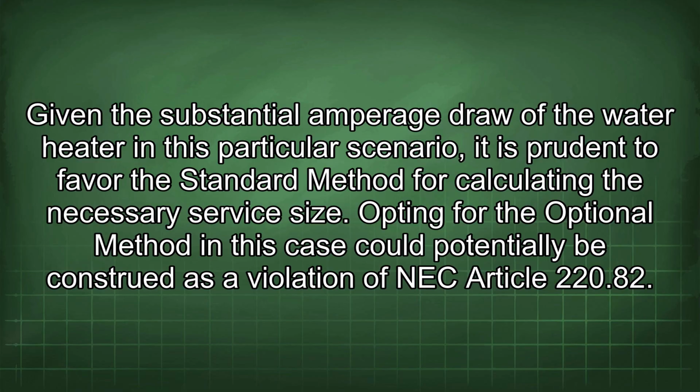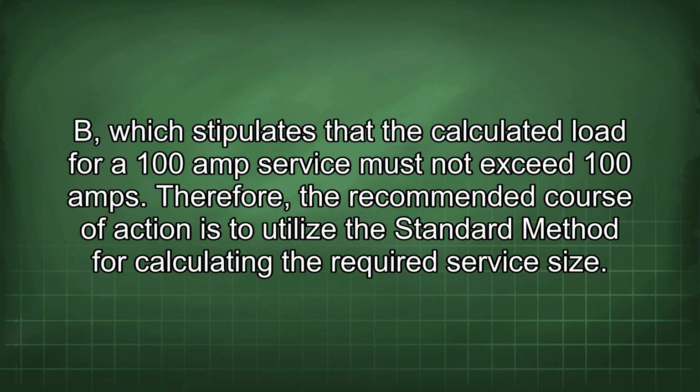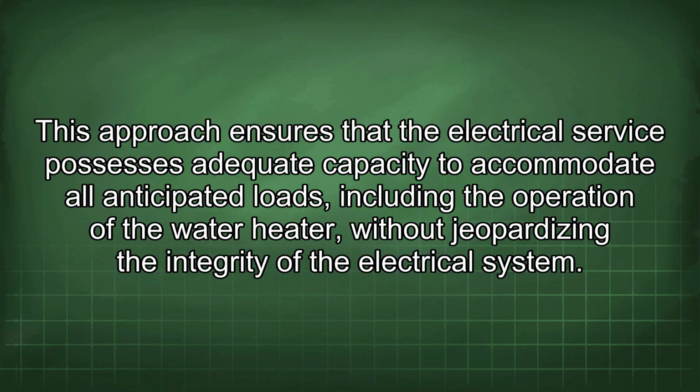Opting for the optional method in this case could potentially be construed as a violation of NEC Article 220.82(B), which stipulates that the calculated load for a 100 amp service must not exceed 100 amps. Therefore, the recommended course of action is to utilize the standard method for calculating the required service size. This approach ensures that the electrical service possesses adequate capacity to accommodate all anticipated loads, including the operation of the water heater, without jeopardizing the integrity of the electrical system.